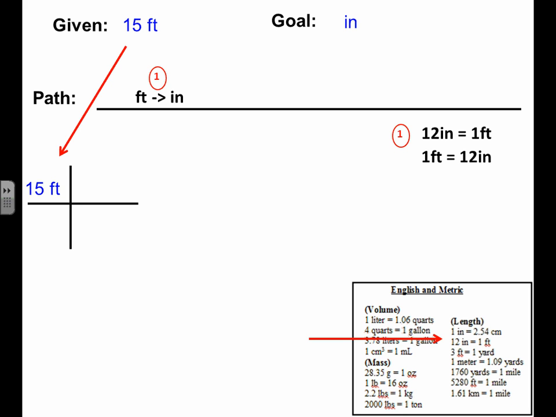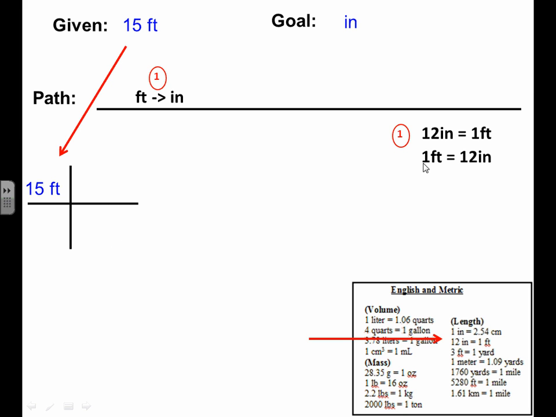That is, we have feet in our given right now. We don't want feet in our final answer. We need to get rid of feet. Well, how do we do that? We have to cancel it out. So if feet are on top, how do we get them to cancel out? Well, we need to put feet on bottom.